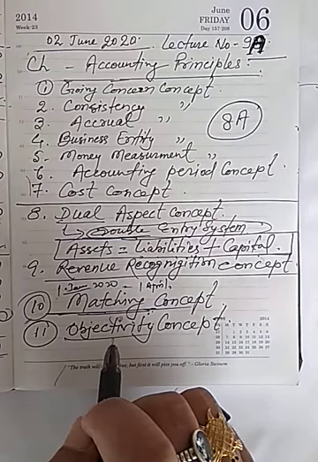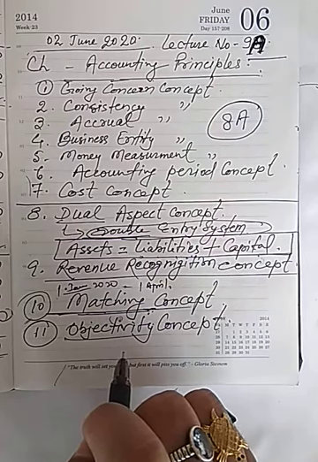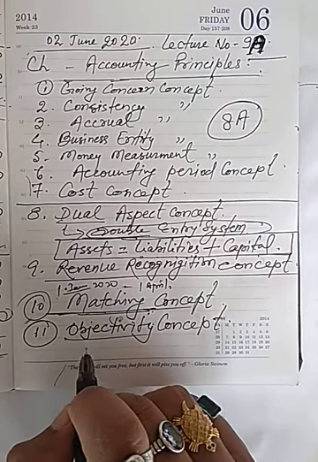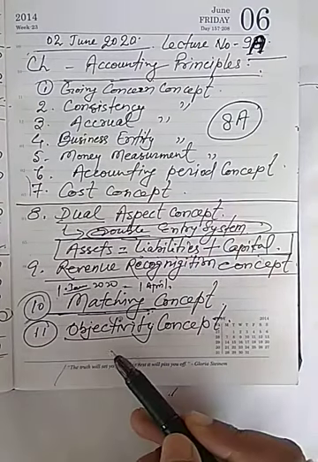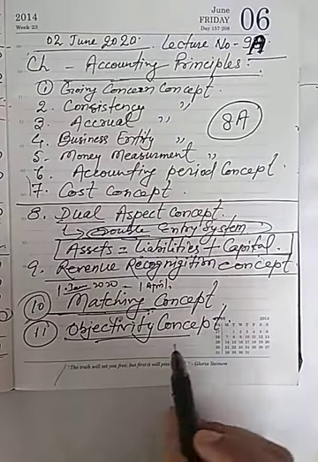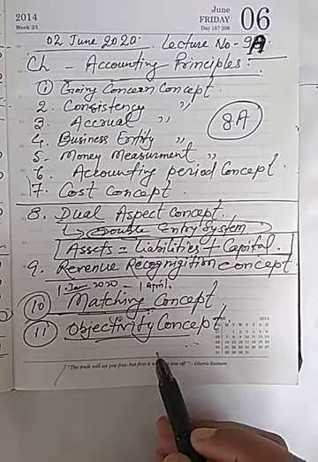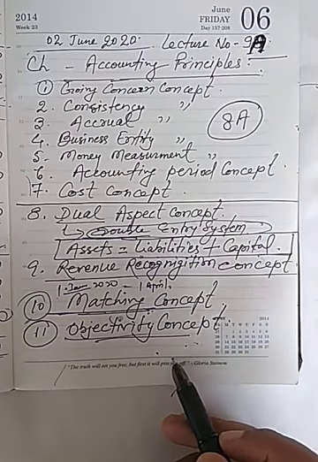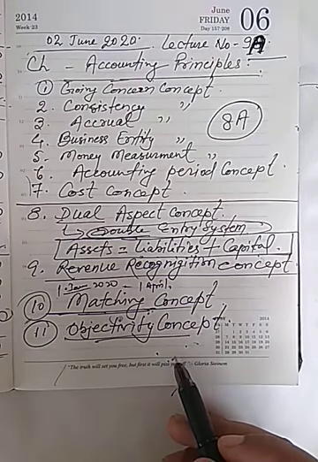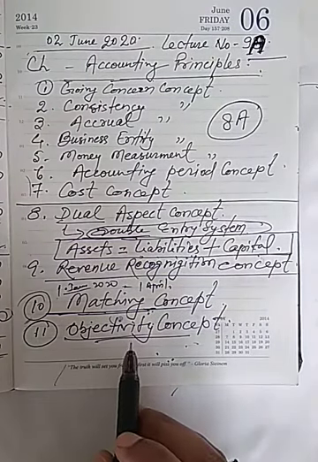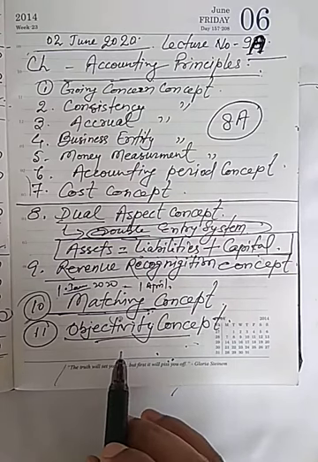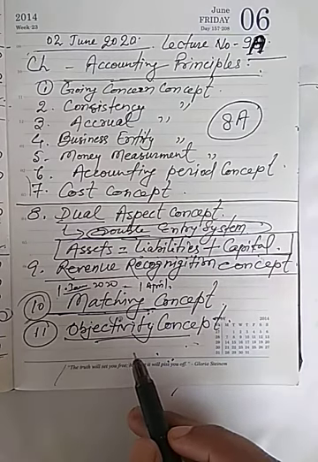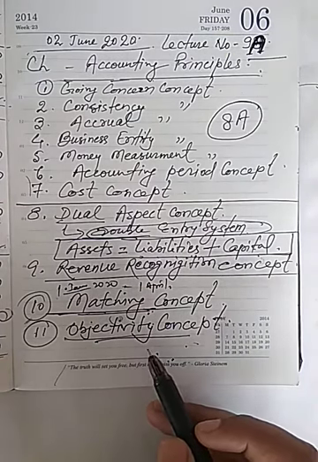For example, when the goods are purchased for cash, the transaction must be supported by cash receipt for money paid, and if the goods are purchased on credit, the transaction must be supported by a copy of invoice or delivery challan.